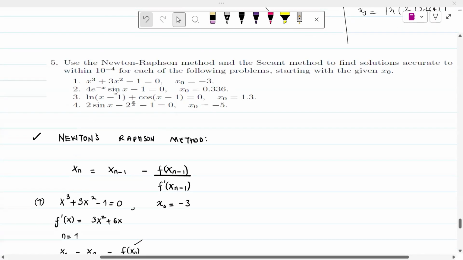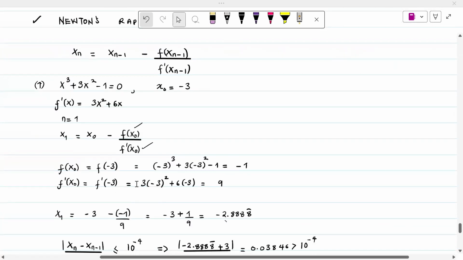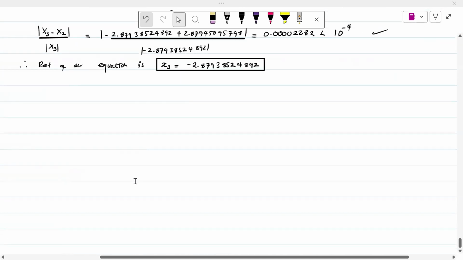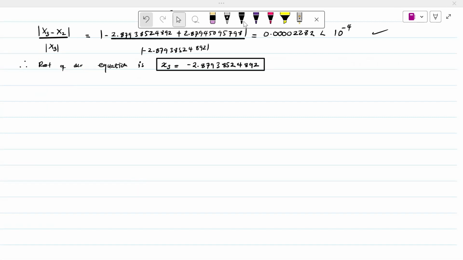For instance, if you look at question number 2, for you to get the derivative, you have to use product rule. You see, you have 4 e to the power negative x, e to the power negative x, sine x, whatever. For you to differentiate this, of course, you need to apply product rule, and that is another work to do. So to avoid that, we introduce the second method. The second method doesn't require you to find the derivative of a function.